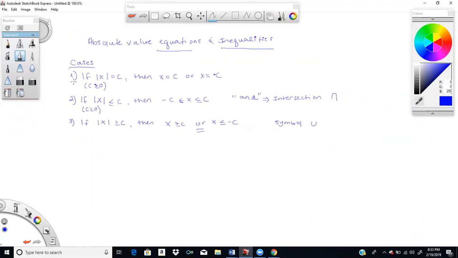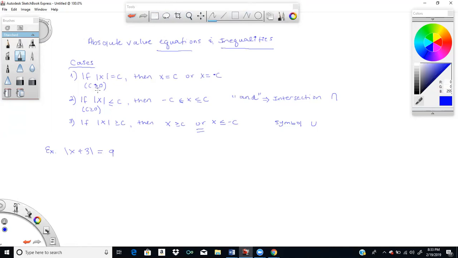So if the absolute value of x is equal to c, then you have 2 equations. So one equation is x is equal to c or x is equal to negative c. All right, and so basically an example, if I had the absolute value of x plus 3 is equal to, let's say it's equal to 9, okay? Now note that c has to be greater than or equal to 0.